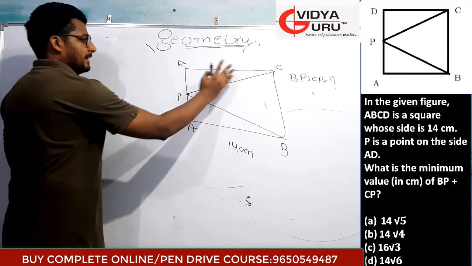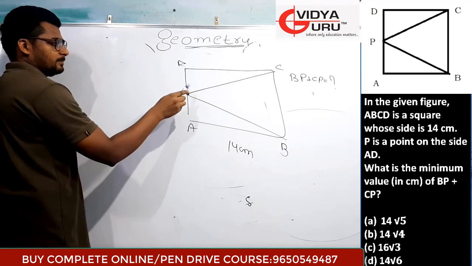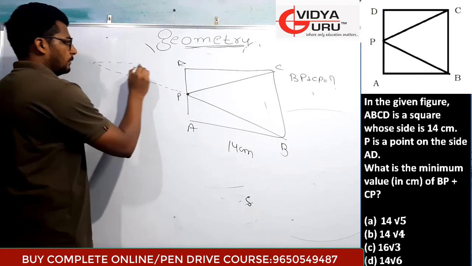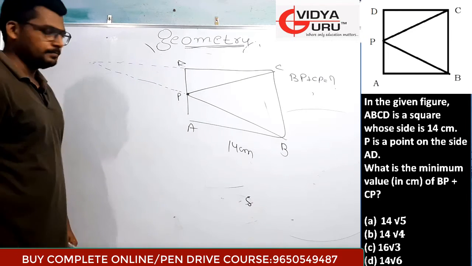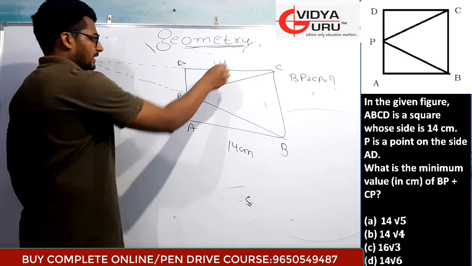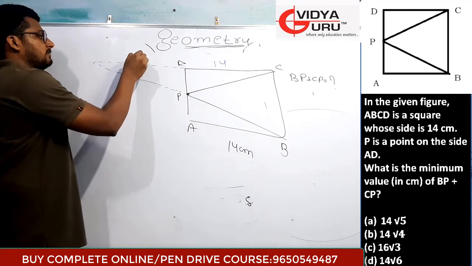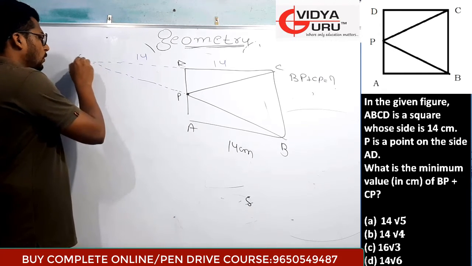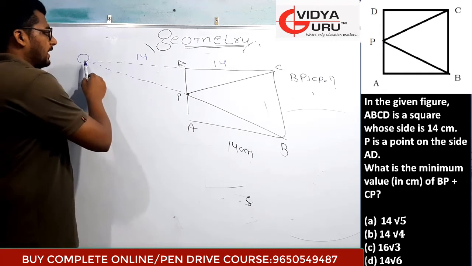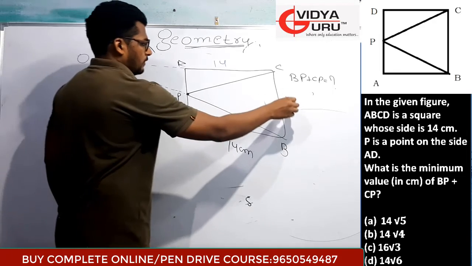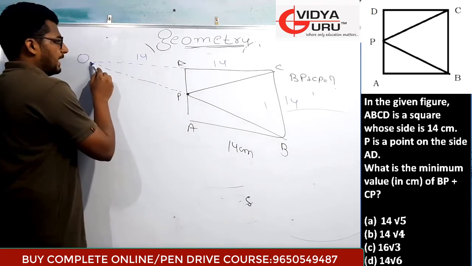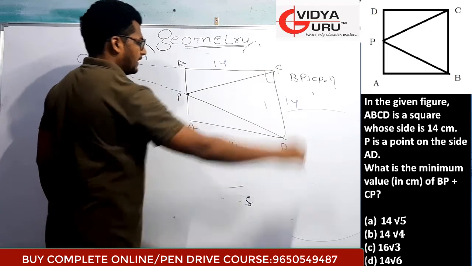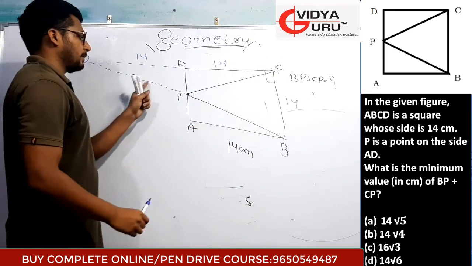I will take its mirror image on this side. It will be like this. If this is 14 and this is its mirror image, then this will also be 14, and let it be O, and this will be 14. In triangle OCB, this angle will be 90 degree. See why I have taken the mirror image.